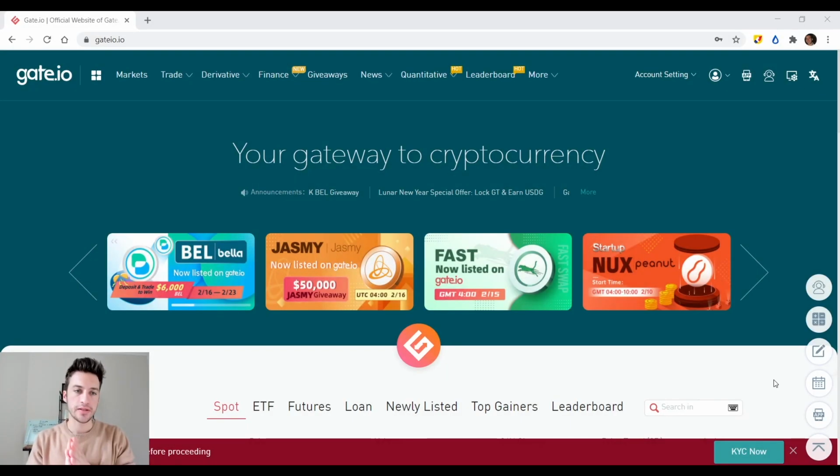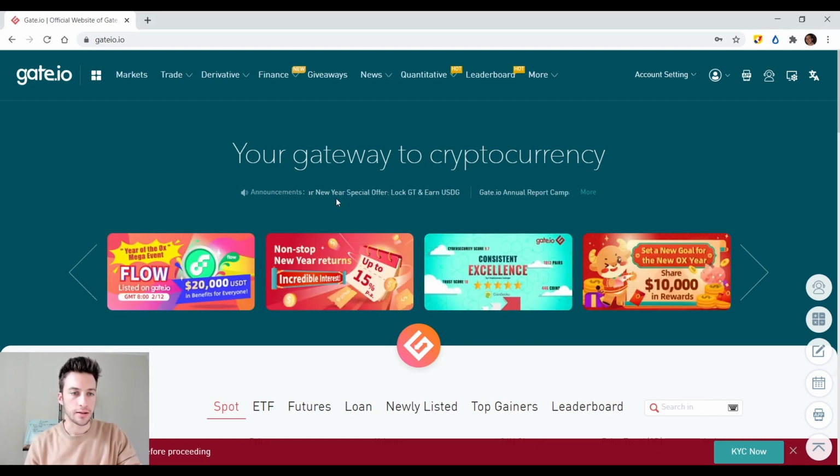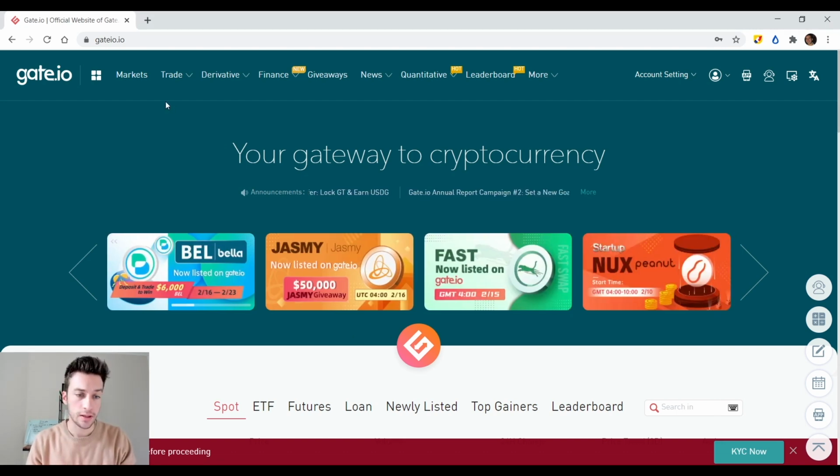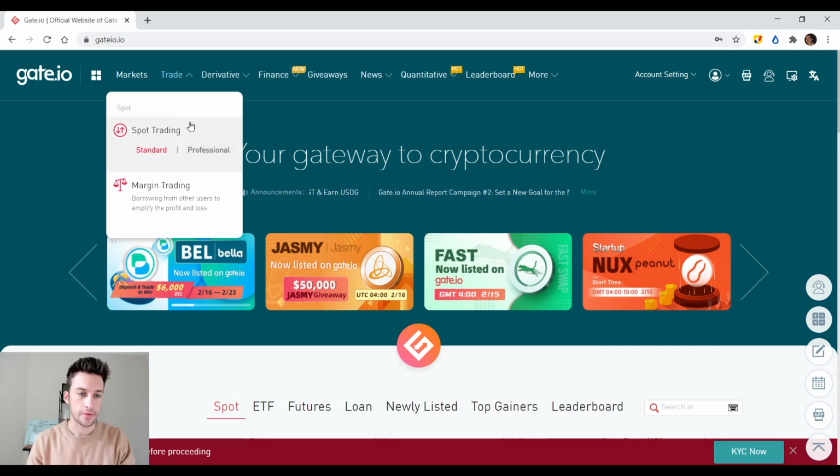All right, traders, let's dive into Gate.io. Okay, a lot of IOs there. All right, this exchange has got a lot going on, so let's just dive right into some of their features.